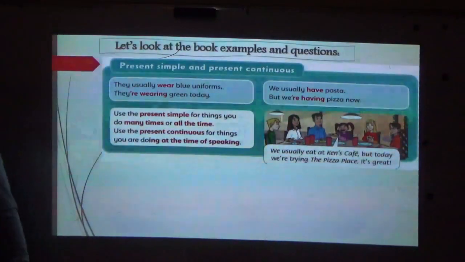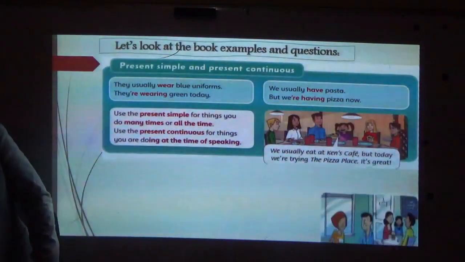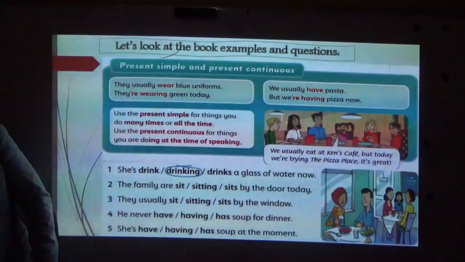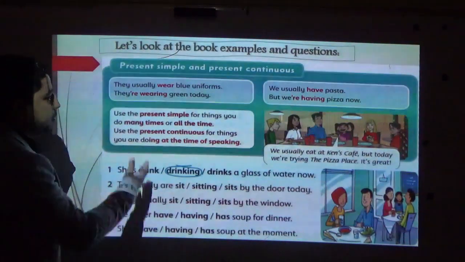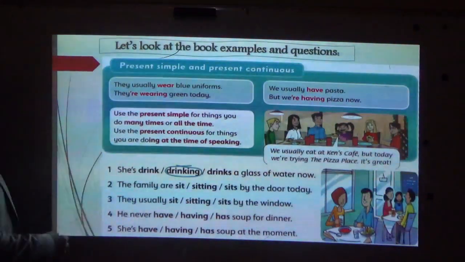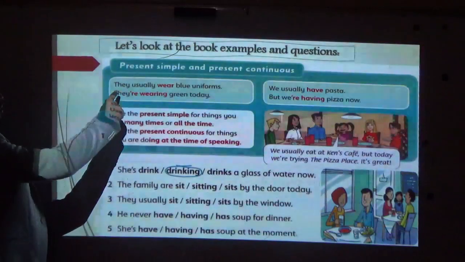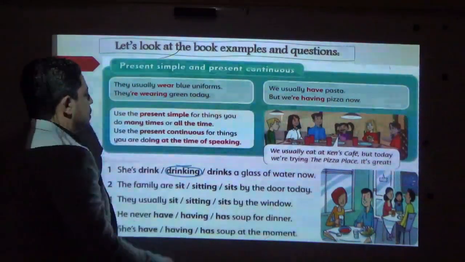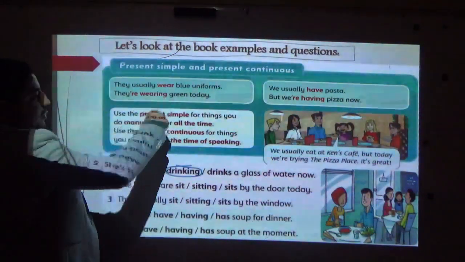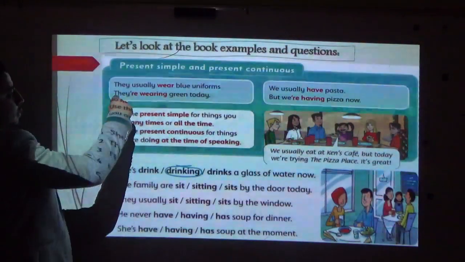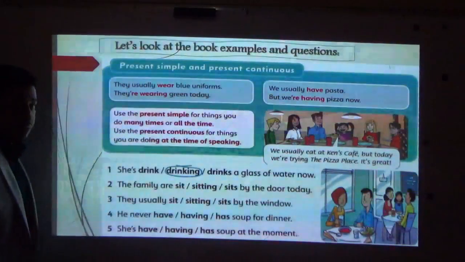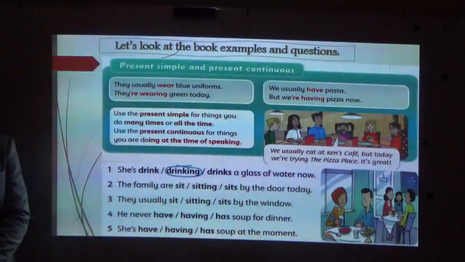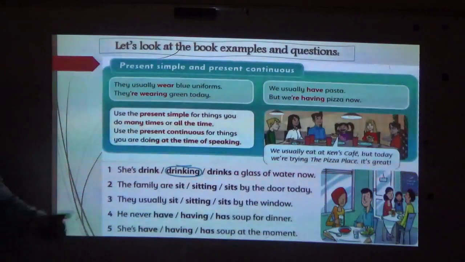Yes. This is the student book. Let's look at the student book, the book example and the questions. Present simple and present continuous. Look at this. They usually wear blue uniforms. Here we put the verb wear in red. They are wearing green today. Which one of these is present simple and which one is present continuous? Who can answer? They usually wear.